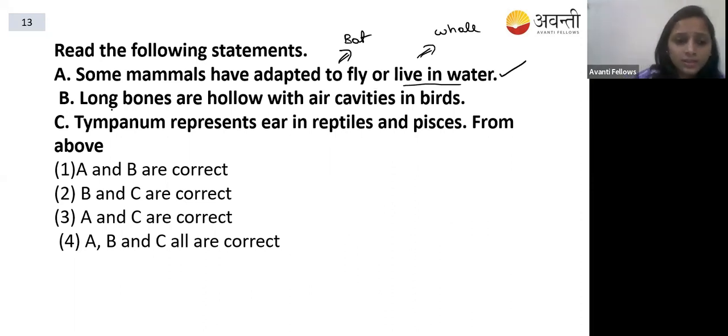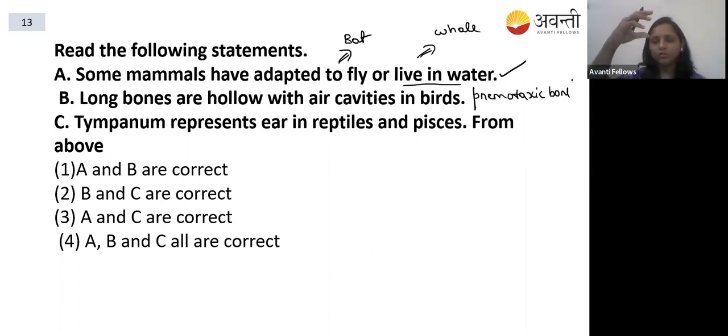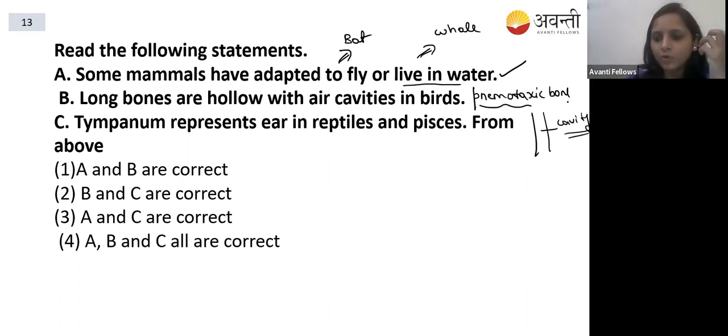That is correct. Then coming to option 2, the long bones are hollow with air cavities in the bird. Yes. In the bird we can see the pneumatic bone, right? Pneumatic bone. It is a large bone having a hollow cavity in it, for the air space. That is why we call it a pneumatic bone. So that is correct. It is present in the bird. Remember, guys, pneumatic bone. So both statements are correct, A and B are correct.